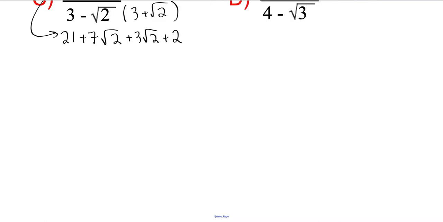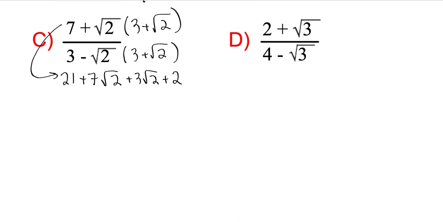I haven't fixed the bottom yet. Let's fix that one, and then we can do the bottom. So 21 plus 2 is 23. 7 root 2 plus 3 root 2 is 10 root 2. And then the bottom, 3 times 3 is 9.